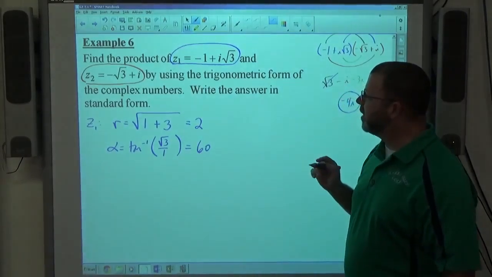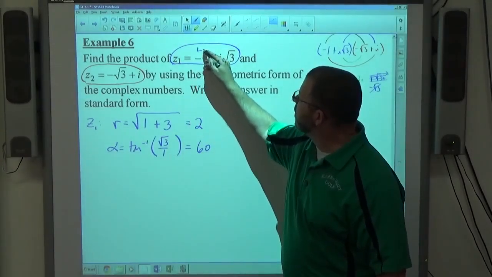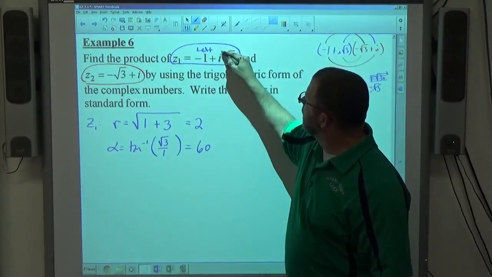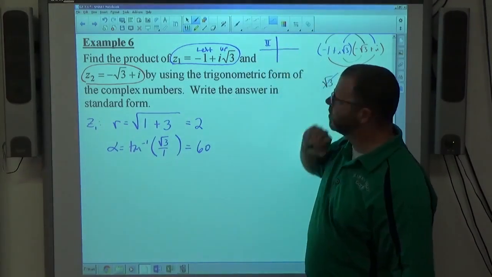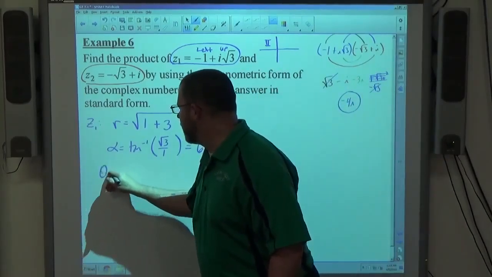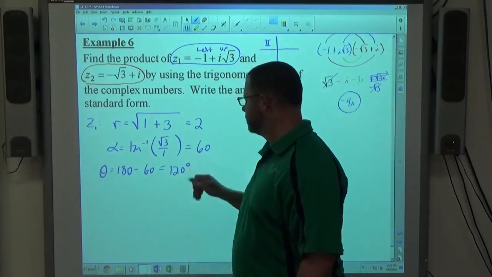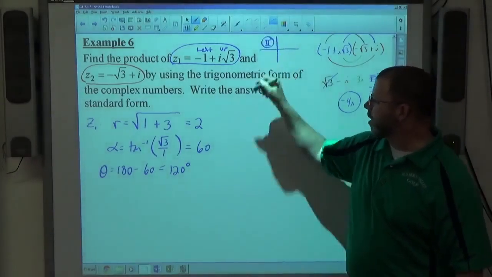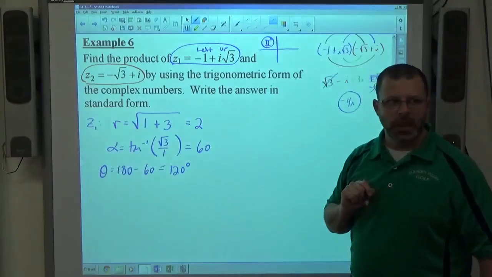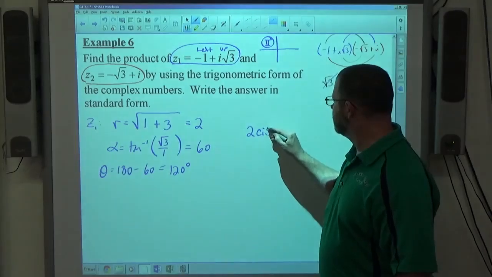All right. The last thing I need to establish is a quadrant. And quadrants established by direction. So negative 1 takes me left. Positive square root of 3 takes me up. If I'm in the coordinate plane here and I go left and up, I'm in the second quadrant. So for this vector, theta is going to be 180 minus alpha, so 120 degrees. So the reference angle helps us find the actual angle. The actual angle is based on the quadrant. In the second quadrant, the relationship is 180 minus alpha. So my vector number 1 is 2 CIS 120.